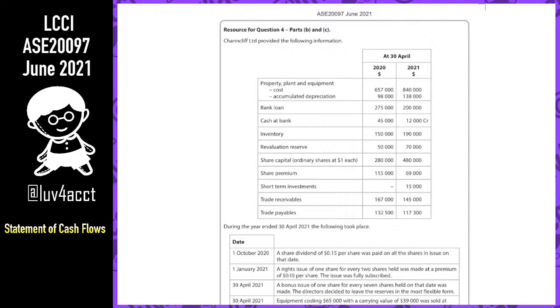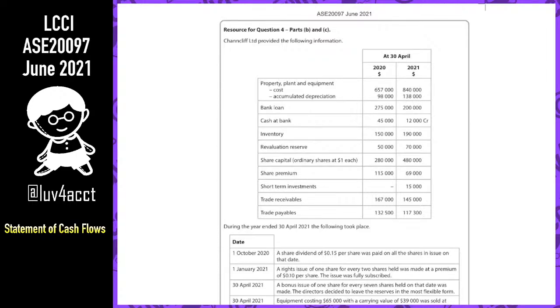Let me check one thing first. 15,000. From this to this.